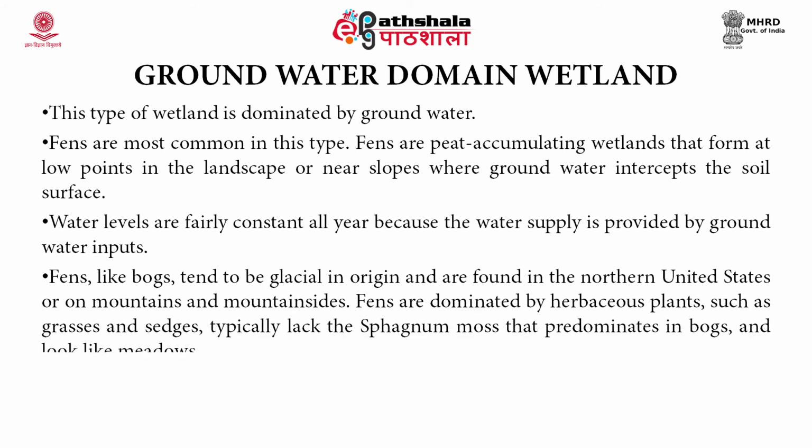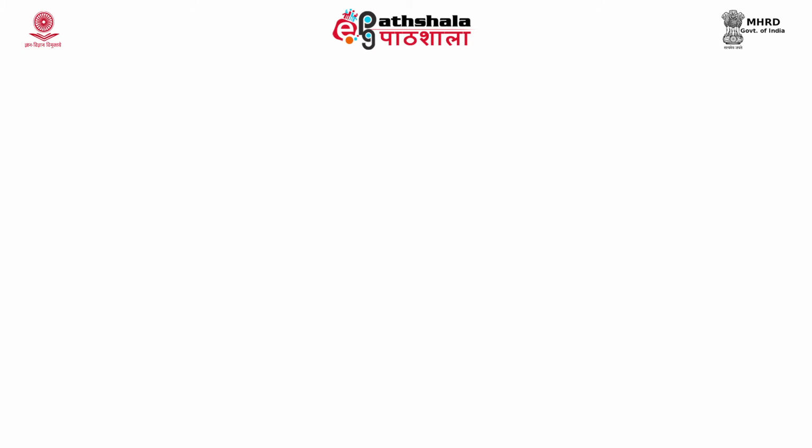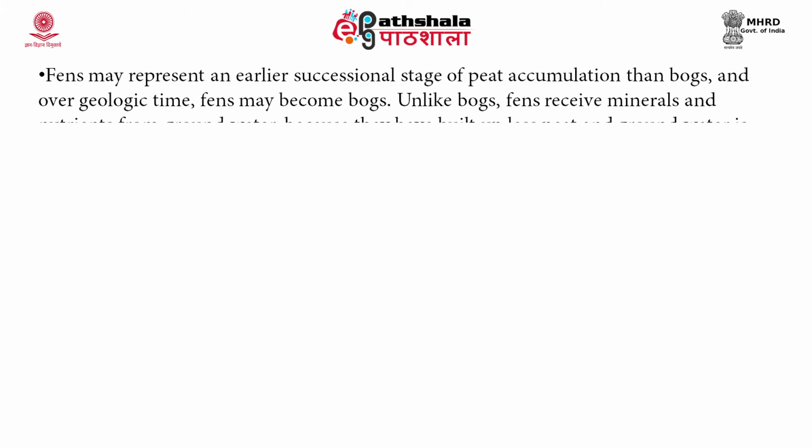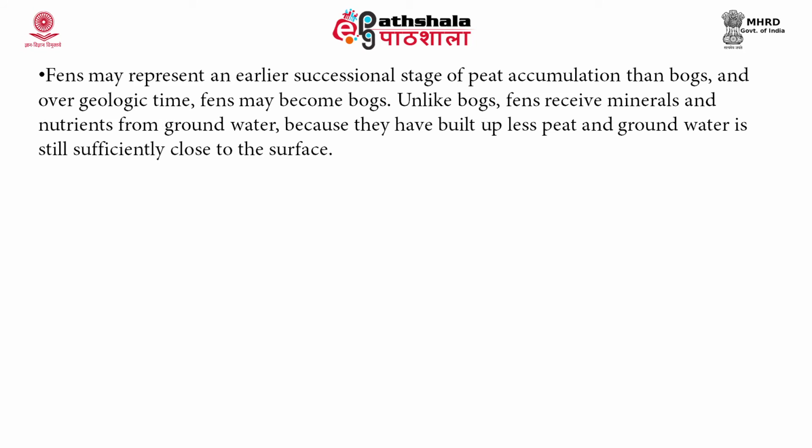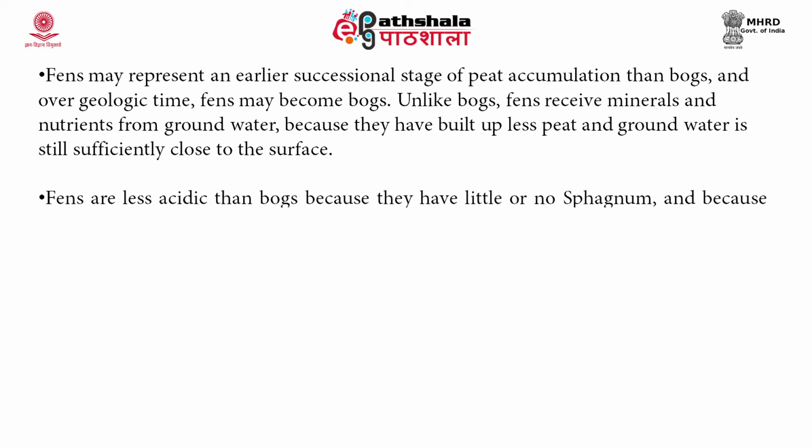Fens, like bogs, tend to be glacial in origin and are found in northern United States and on mountain and mountainous sides. Fens are dominated by herbaceous plants such as grass and sedges, unlike the sphagnum moss that predominates in bogs, and look like meadows. Fens may represent an earlier successional stage of peat accumulation than bogs, and over geologic time fens may become bogs. Unlike bogs, fens receive minerals and nutrients from groundwater because they have built up less peat and groundwater is still sufficiently close to the surface.